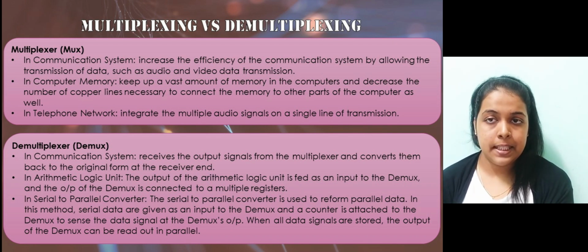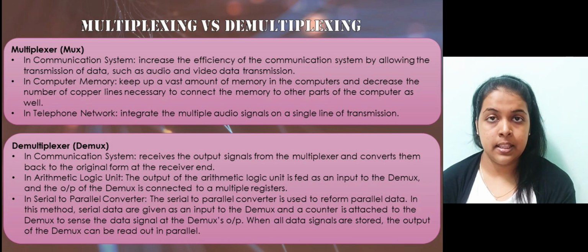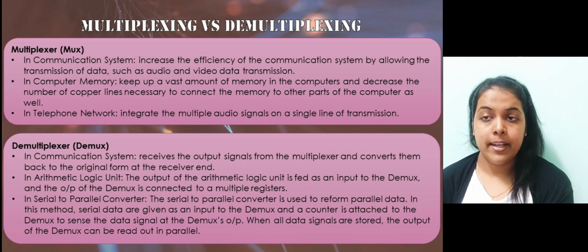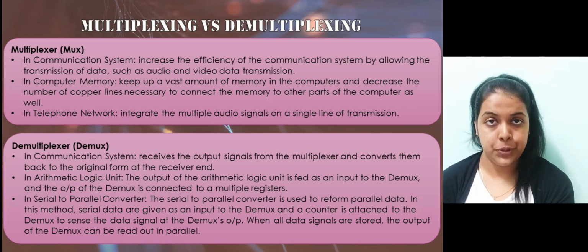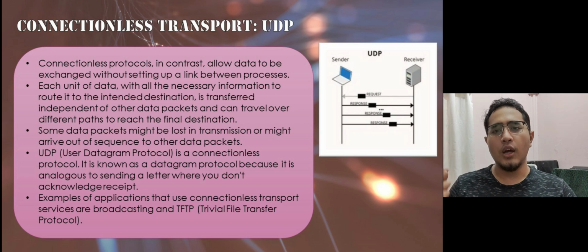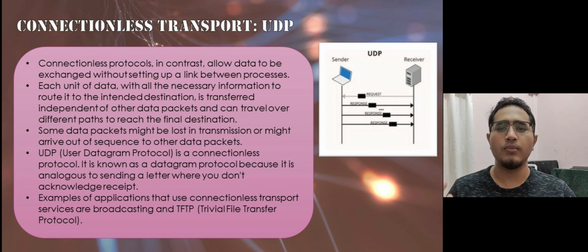In this method, serial data is given as an input to the demux, and a counter is attached to the demux to sense the data signal at the demux output. All data signals are stored, and the output of the demux can be read out in parallel. Thank you. Now, let's see what is connectionless transport, UDP.